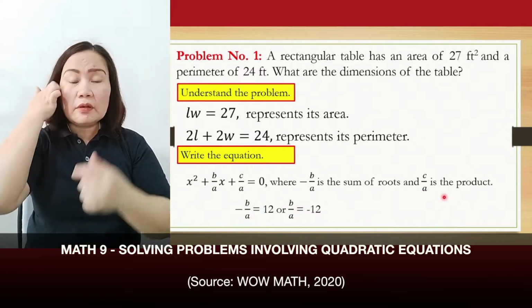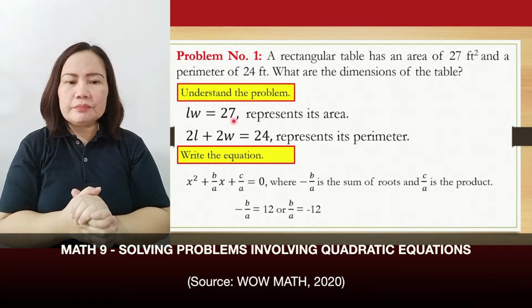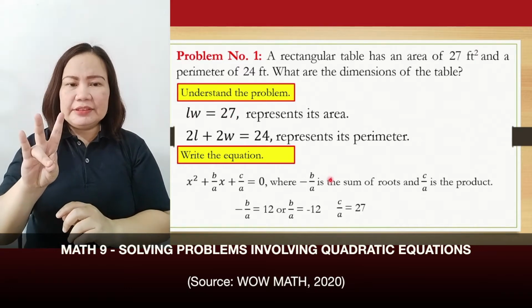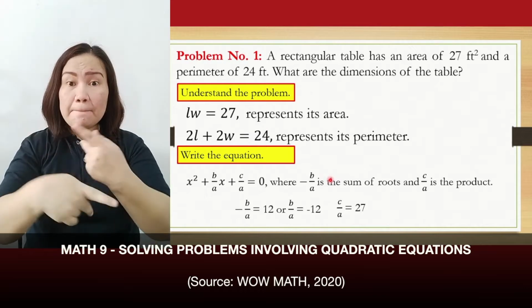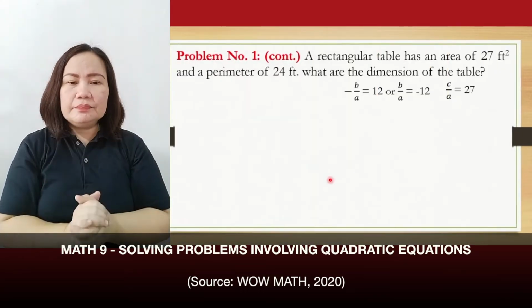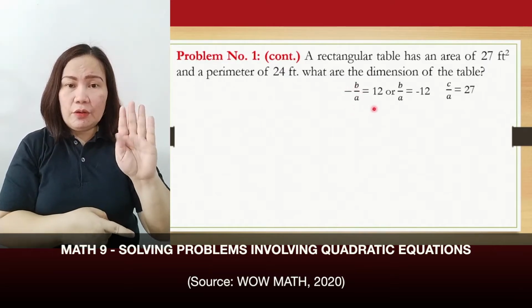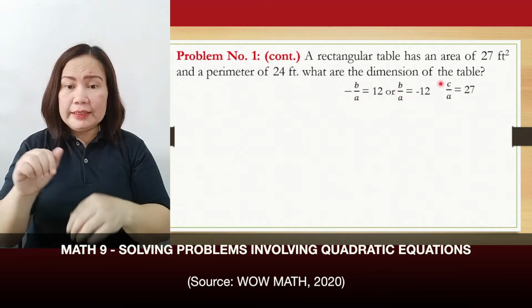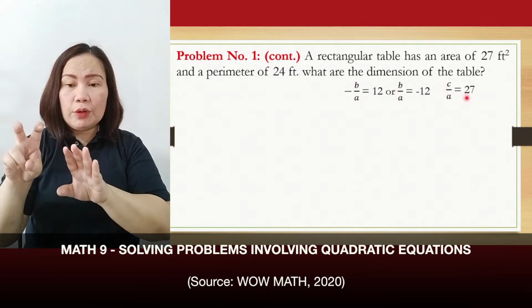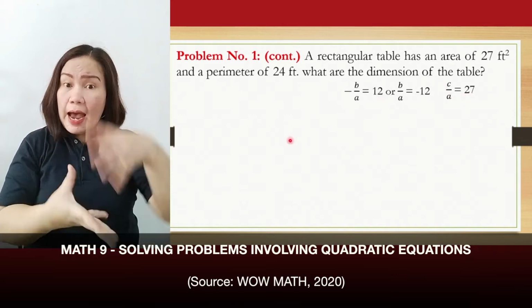Now for the product, since we already have the product, length times width, that is 27. Therefore, our c over a is equal to 27. So again, we have our negative b over a, which is 12, or b over a is equal to negative 12. And our c over a is equal to 27. This is the sum. This is the product.